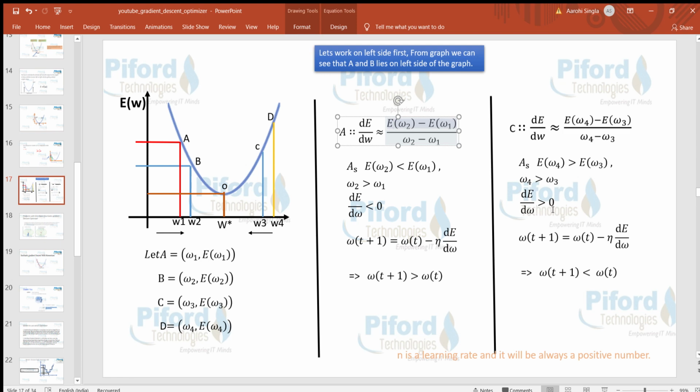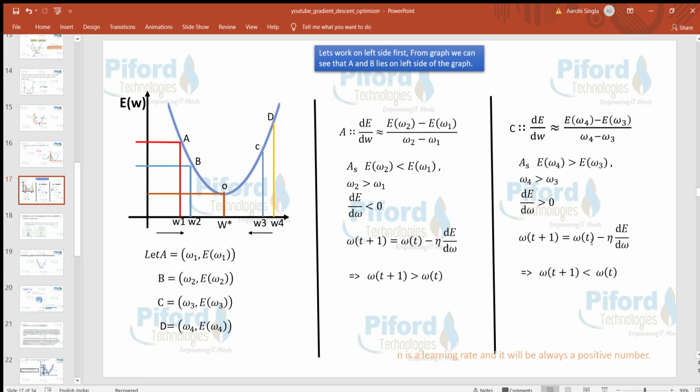So now numerator and denominator are positive. If we divide a positive value by a positive value, we get a positive number only. So that means dE by dW is positive, that means greater than 0. So if we use the same weight updation formula over here, the same one I used earlier, then dE by dW is positive, and over here we have a negative. Positive and negative will become negative.